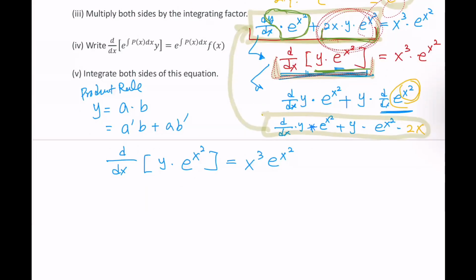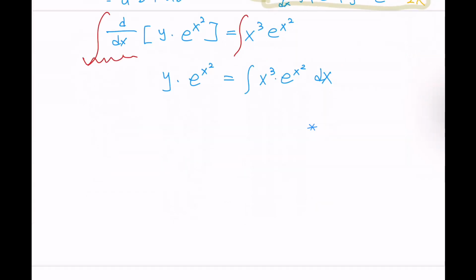And then we take the integral of both sides. The integral and d over dx go away, and we have y times e to the x squared equals the integral of x cubed e to the x squared dx. Now on the right-hand side, we have x cubed times e to the x squared, so we cannot take the integral as it is. We need to do a substitution.